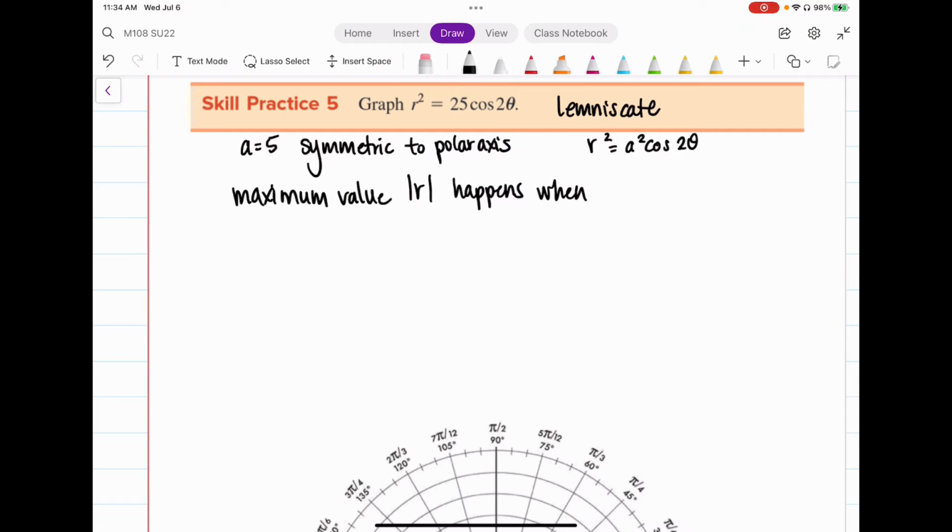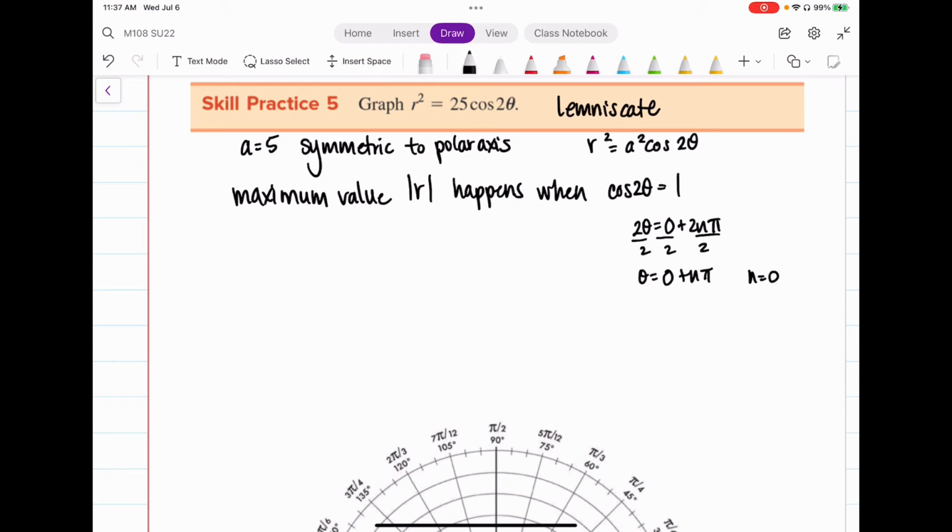The maximum value of 5 happens when my cosine is going to give me a value of 1. Using the unit circle, we see that the cosine is 1 when theta equals 0. So for 2 theta equal to 0 plus 2n pi, that's our general solution. Dividing everything by 2, we see that theta equals 0 plus n pi, which means that every time theta is 0 plus n pi, cosine of 2 theta is going to be equal to 1.